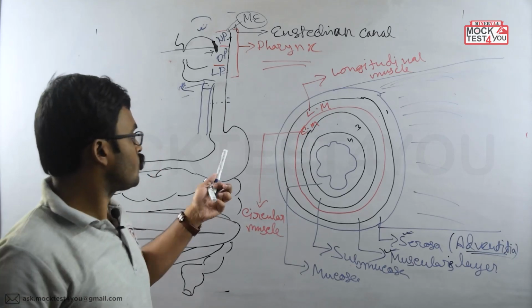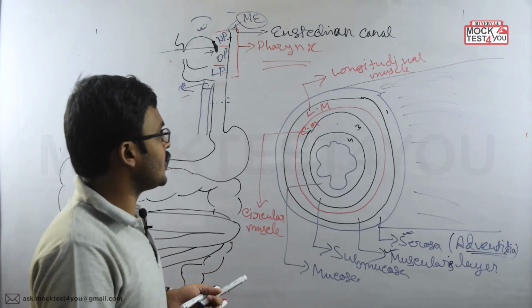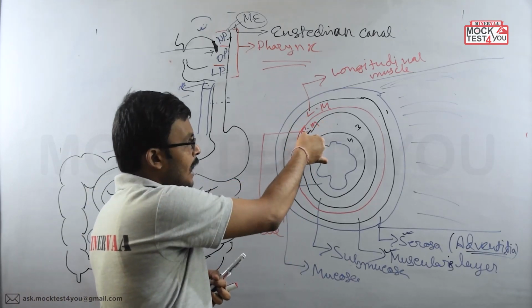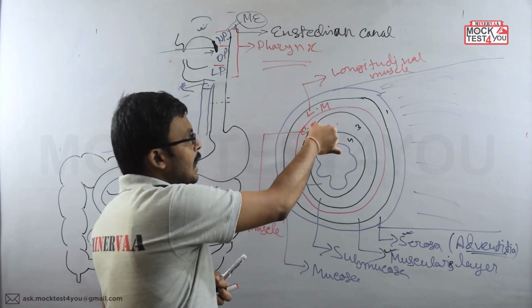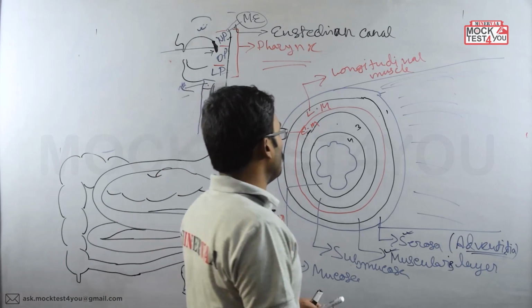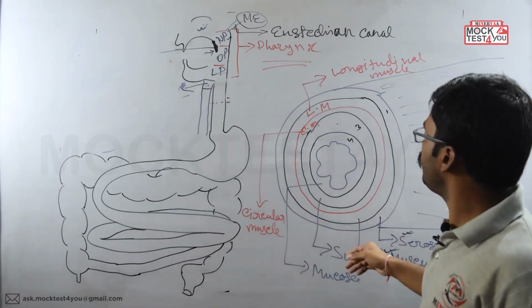So in the stomach, from outside to inside, in the muscularis layer, we are getting three layers actually. First the longitudinal muscle, then the circular muscle, and inside we are getting the oblique muscle. Done. Now the next layer after the muscularis, the next layer will be called what?